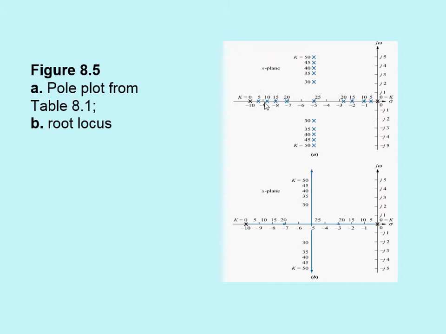And you could try it in several ways. For different values of k, you get this. But you see there's an underlying path, growing this way, and then growing this way. That path is called the root locus.